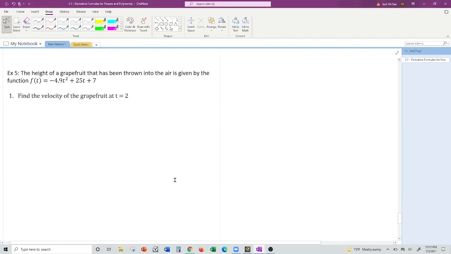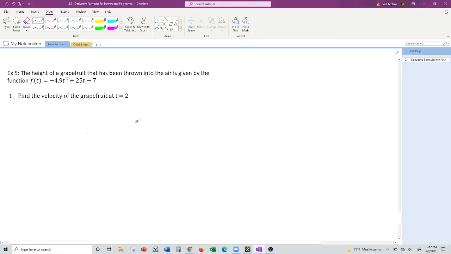Alright, so this is our last example, and then we're going to wrap up today. We have the height of a grapefruit that has been thrown into the air given by this function, f of t is equal to negative 4.9 t squared plus 25t plus 7. And we are to find the velocity of the grapefruit at t is equal to 2.